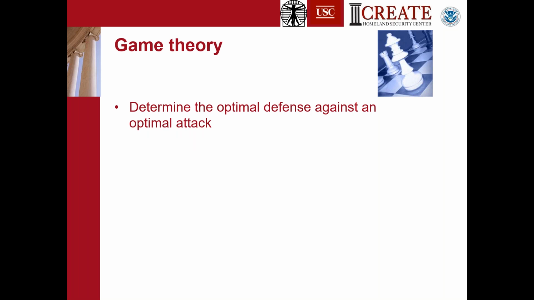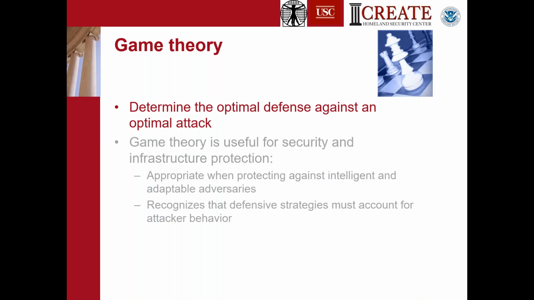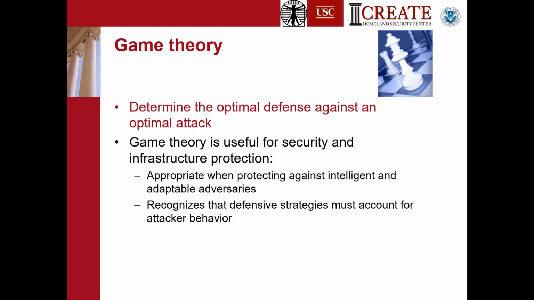So the basic idea of game theory is to determine the optimal defense against an optimal attack. Again, if there's any game theory experts in the audience, that's a little bit oversimplified, but that gives kind of the basic idea. And this makes it useful for security and critical infrastructure protection, because if we're protecting against intelligent and adaptable adversaries, we want to make sure that our defenses account for likely attacker behavior.